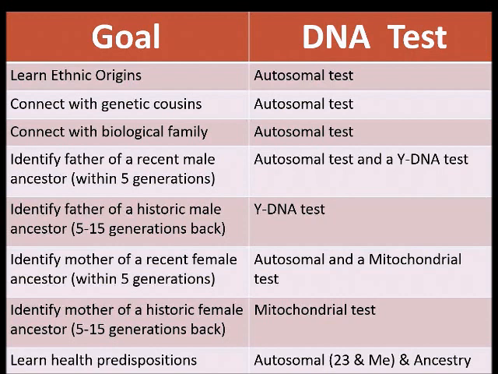If you want to identify the mother of a recent female ancestor within 5 generations, you're going to want to do both the autosomal and the mitochondrial test. Now, to identify the mother of an historic female ancestor, mitochondrial test only. Now, one company, 23andMe, focuses on certain health conditions. So you would take an autosomal test with them.